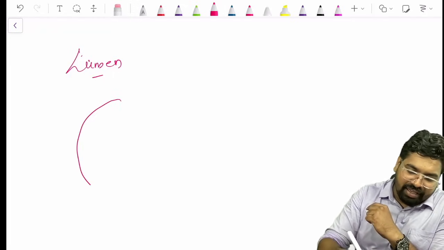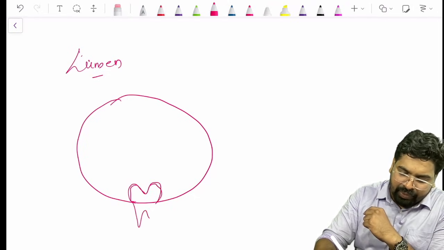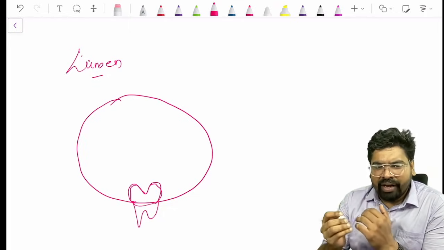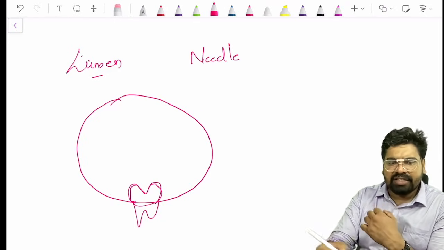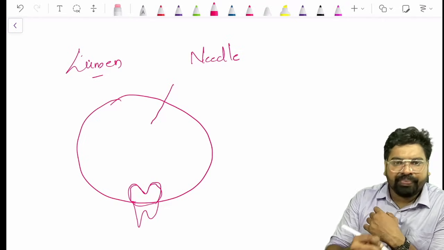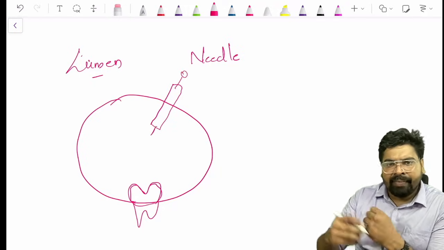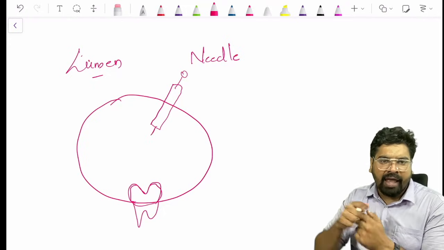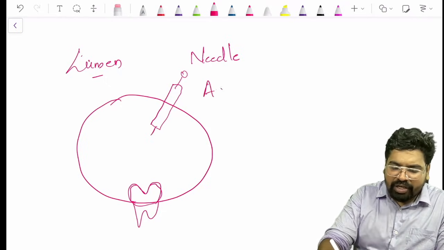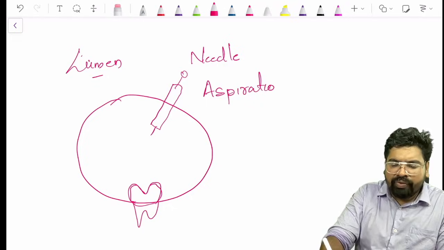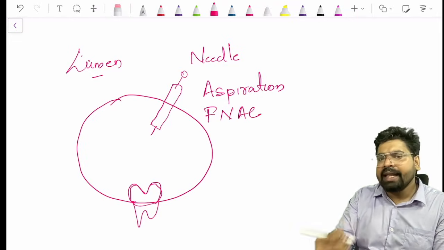Say I have a cyst here, and there is a tooth associated with it. How can you identify what is present in this? I will take a needle and a syringe, put the syringe into this, and aspirate some material from the cyst. That is called aspiration. We are using a fine needle for aspiration, and that procedure is called FNAC, fine needle aspiration cytology.